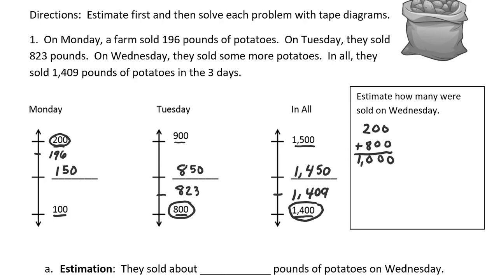We'll subtract that amount from the estimated amount that they sold in all. So they sold around 1,400. We'll subtract the amount that they sold on Monday and Tuesday. And that shows us that on Wednesday, they sold about 400 pounds of potatoes. So we'll put that into the answer statement.